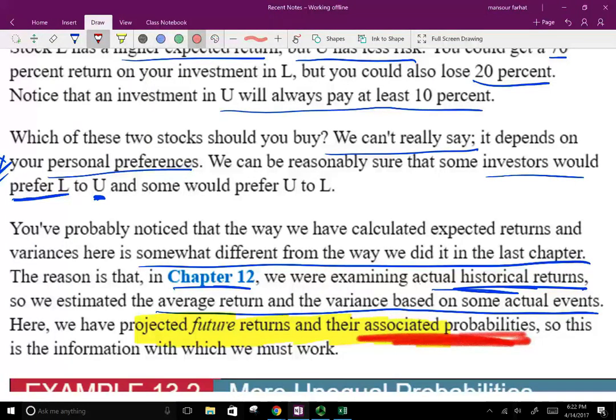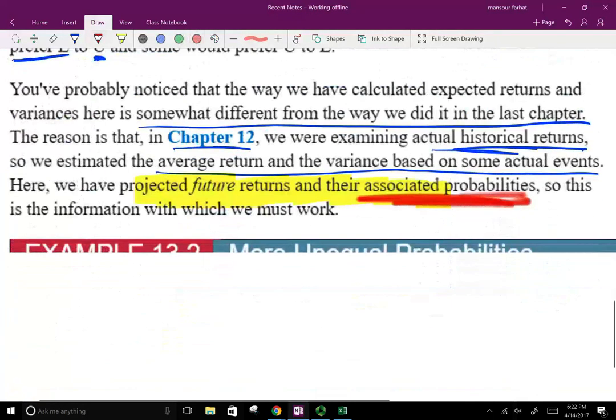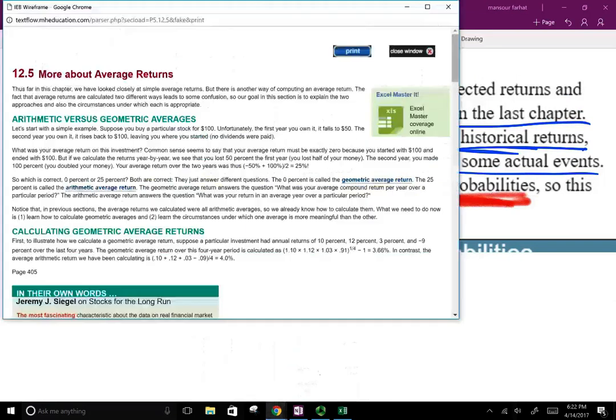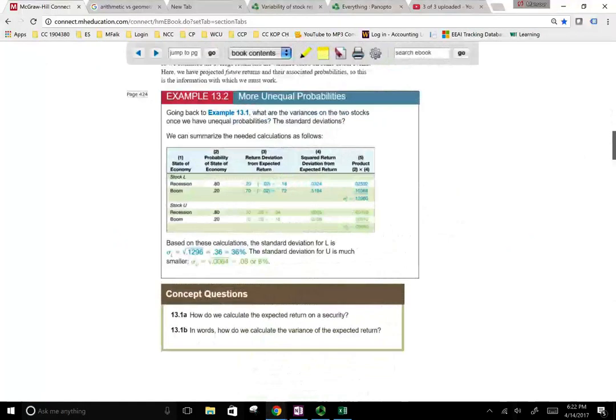Why are we adding the probabilities? Because we don't know what the future looks like. Therefore, we have to work with probabilities. And let's work one more example to make sure we know how to compute this.